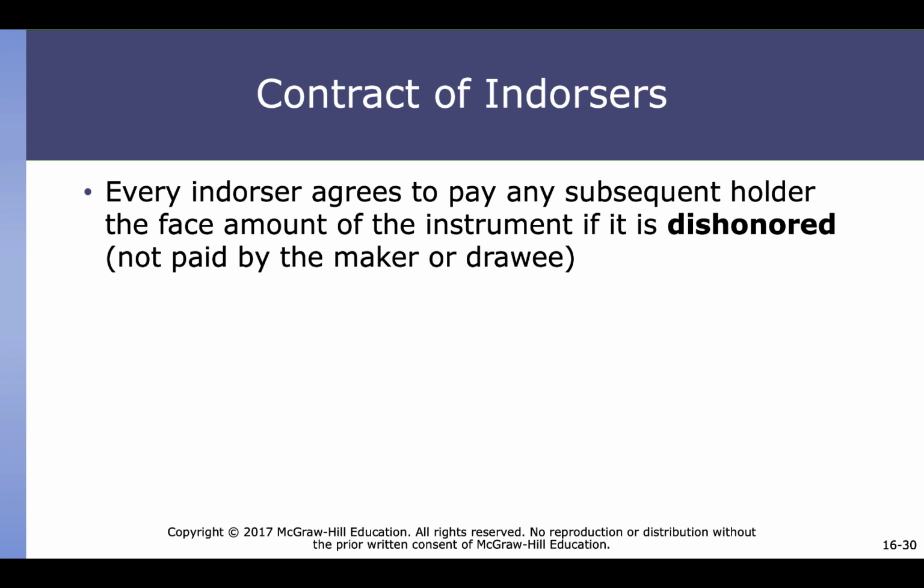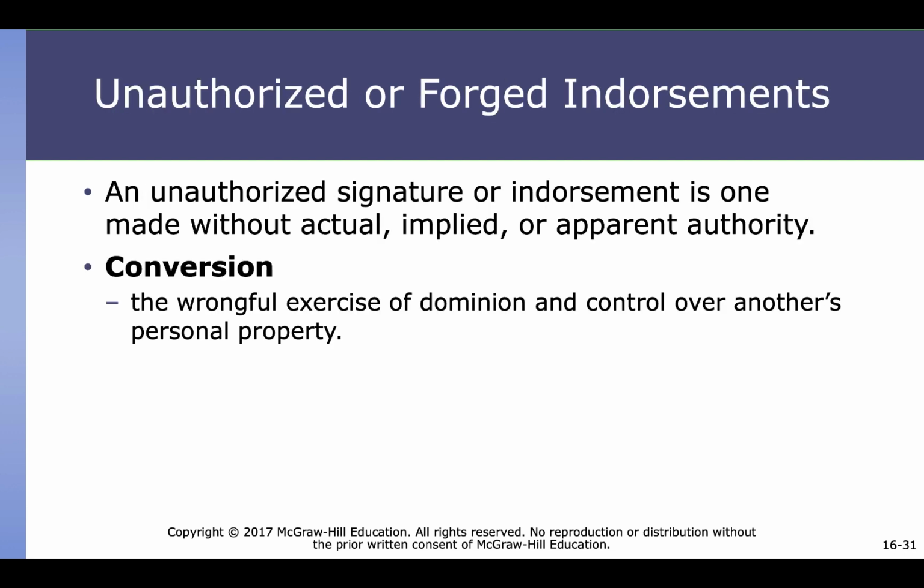If I have a check and I have endorsed it to someone else, that person presents it for payment, that check bounces because I have no money in my account. That check is dishonored. I have a contract now. I have an obligation to pay any subsequent holder the face amount of that instrument. In the case of an unauthorized signature or endorsement, it's one made without actual, implied, or apparent authority. It's conversion, the wrongful exercise of dominion and control over another's personal property.